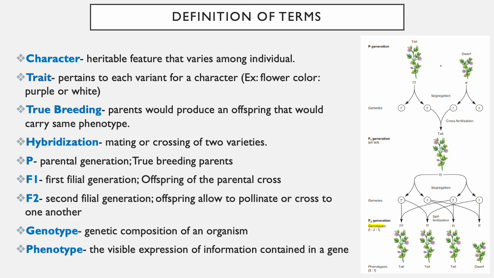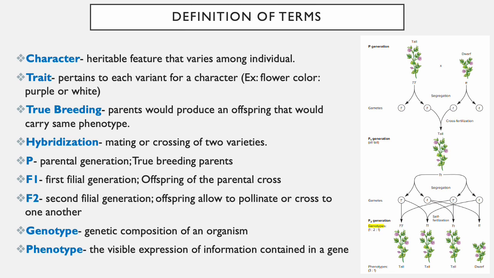When we say trait, it pertains to each variant of a character. For example, if we discuss the traits of a certain character like flower color, then the traits are purple or white. If we apply that to humans, for the character of eye color, the traits can be brown, green, or blue eyes. True breeding refers to parents that would produce offspring that carry the same phenotype, meaning the parents and their offspring, sons or daughters, would have the same physical or visible expression.